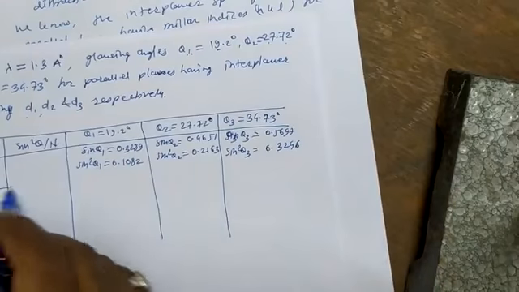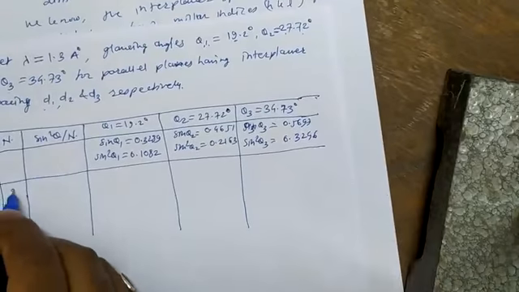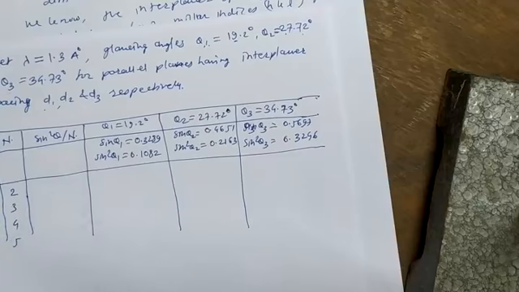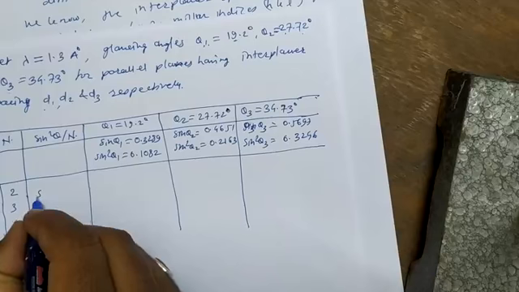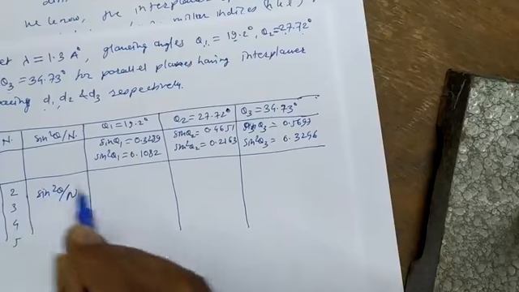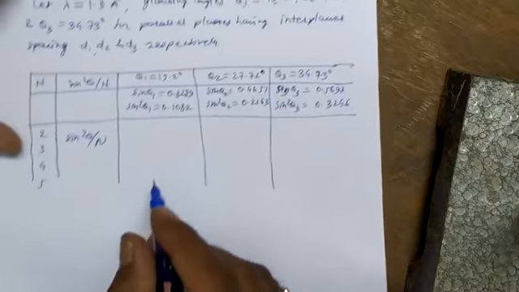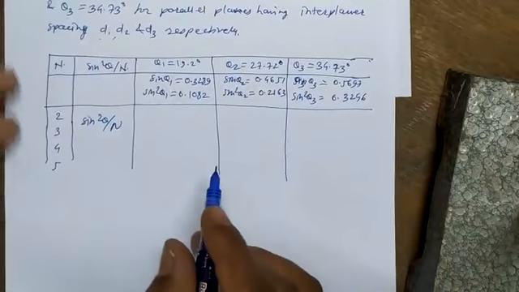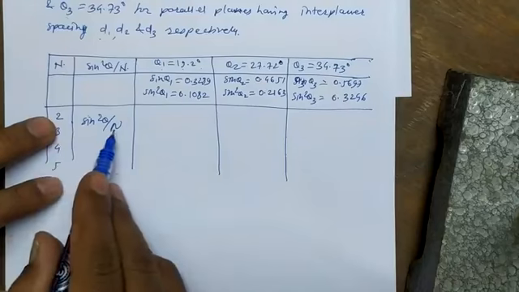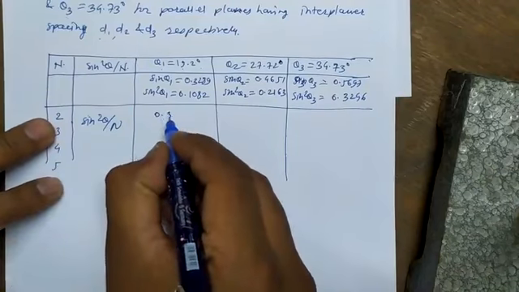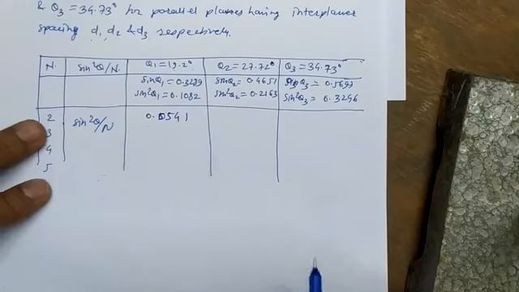Now suppose we draw a table like this, and suppose the value of N is 2, 3, 4, 5 and so on. Therefore the value of sin square theta upon N, जे आपण इक्वेशन काढलं, यामध्ये ह्या कॉन्स्टंटची व्हॅल्यू आपल्याला फाइंड आउट करायची आहे. तर याकरता सपोज N इक्वल टू 2 असेल आणि theta 1 इक्वल टू 19.2 असेल, त्याच्याकरता sin square theta upon N ची व्हॅल्यू होऊन जाणार 0.0541. If we calculate this, we get this value 0.0541.